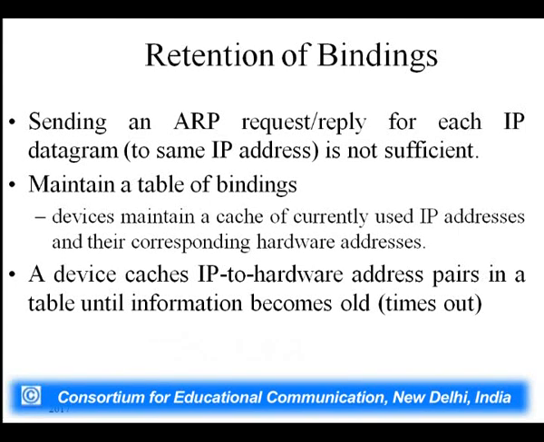Whenever it has to send a message, it knows the IP address and it will look in its own cache memory and see, okay, for this IP address I have already resolved the MAC address, this is the MAC address, and use that MAC address to send a message. So, the device caches the IP to hardware address pair in a table. How long will this information be kept after resolving? Because after a certain period of time it may become old, and then a timeout will take place. When does it become old? Maybe after 30 seconds they will again try to refresh.